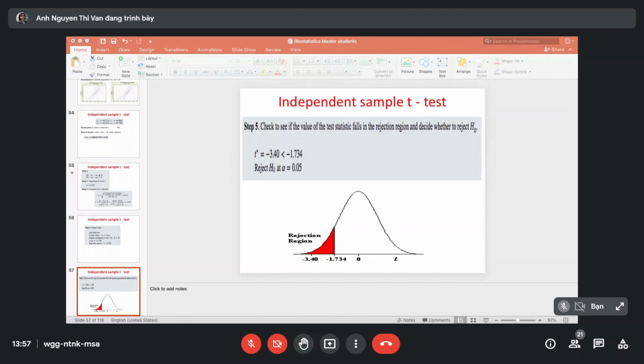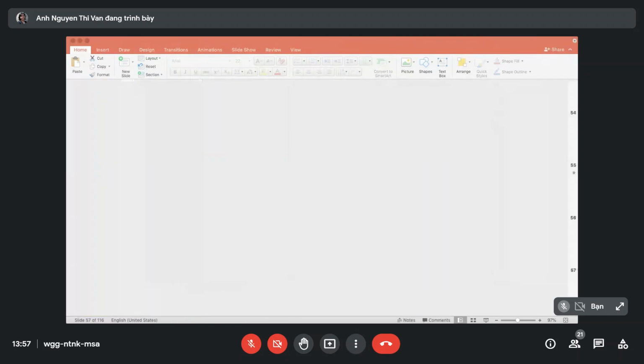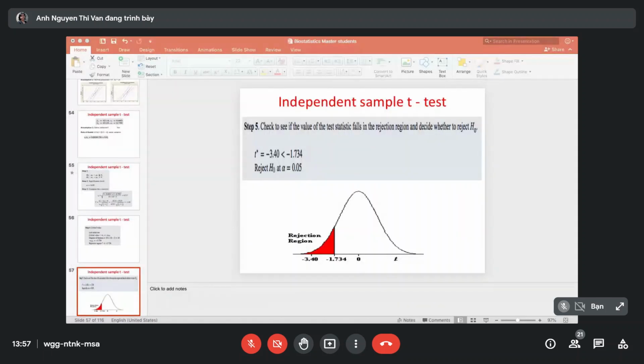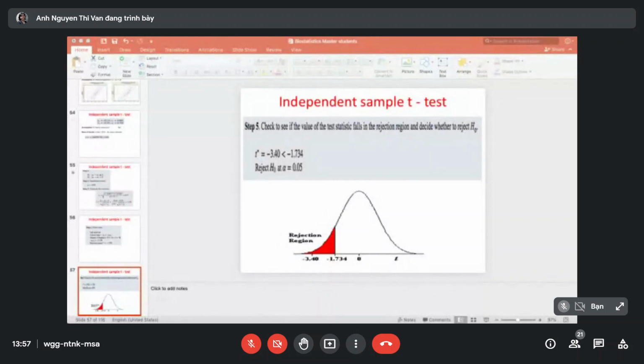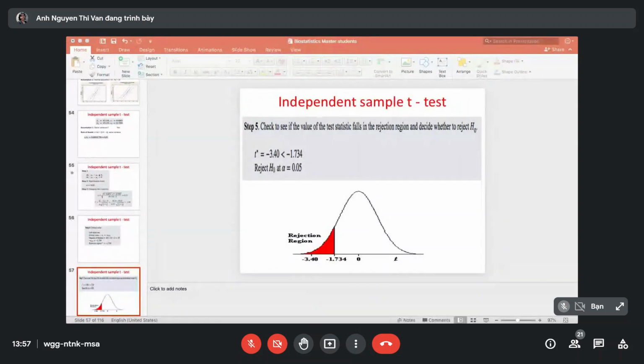Here is the null hypothesis. We determined at the beginning that the new machine has a lower time than the old machine. So here, if the t value is lower than the t critical, we reject H0. That means the new machine is faster than the old machine.